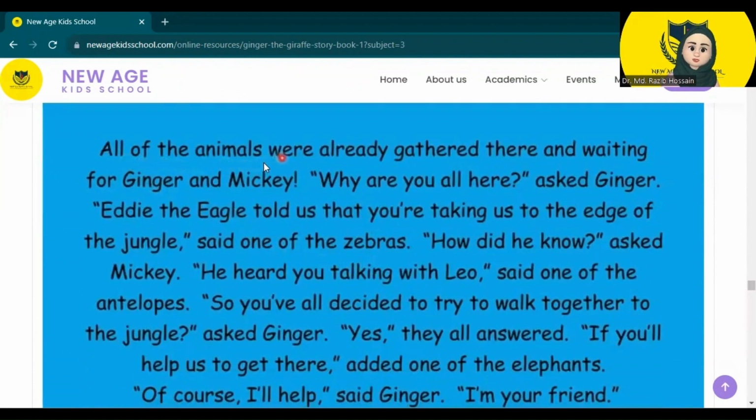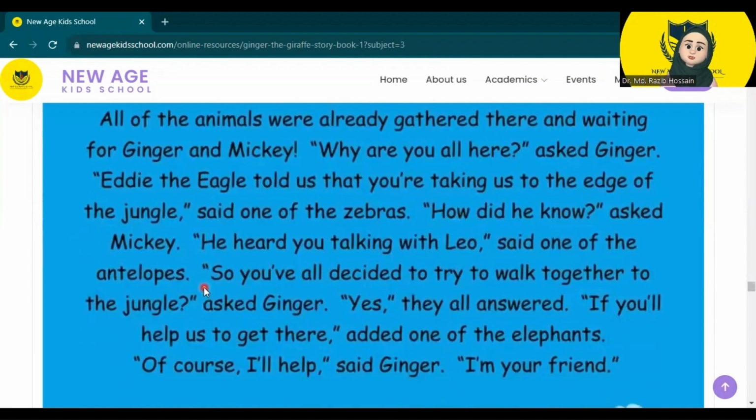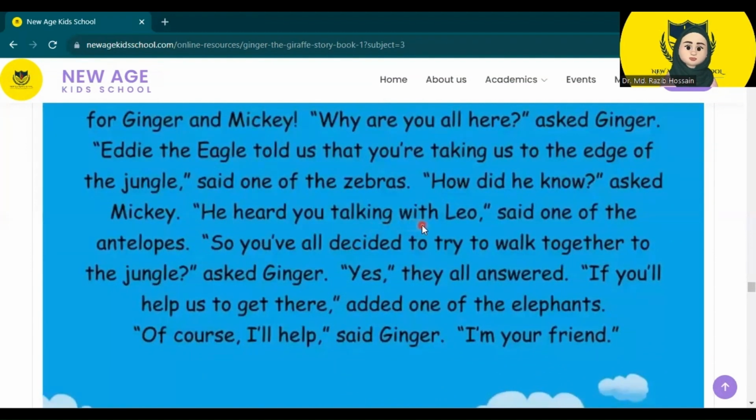All of the animals were already gathered there and waiting for Ginger and Mickey. "Why are you all here?" asked Ginger. "Eddie the eagle told us that you are taking us to the edge of the jungle," said one of the zebras. "How did he know?" asked Mickey. "He heard you talking with Leo," said one of the antelopes.